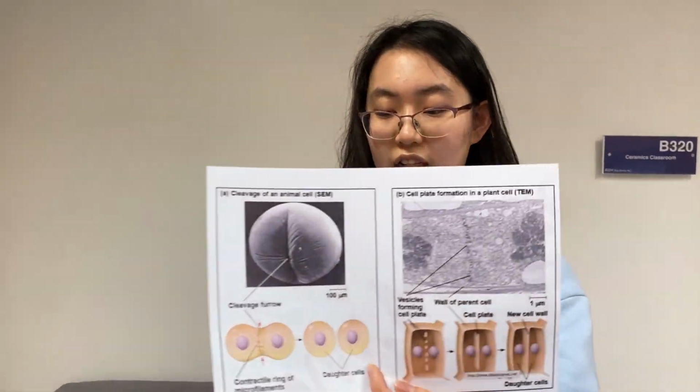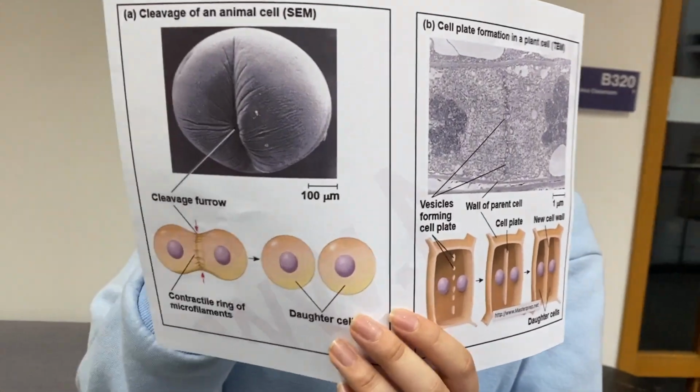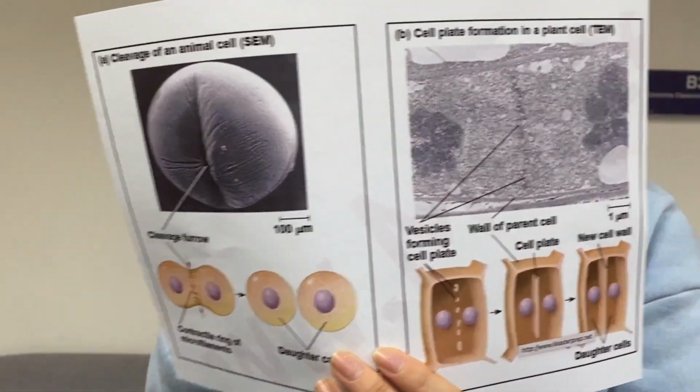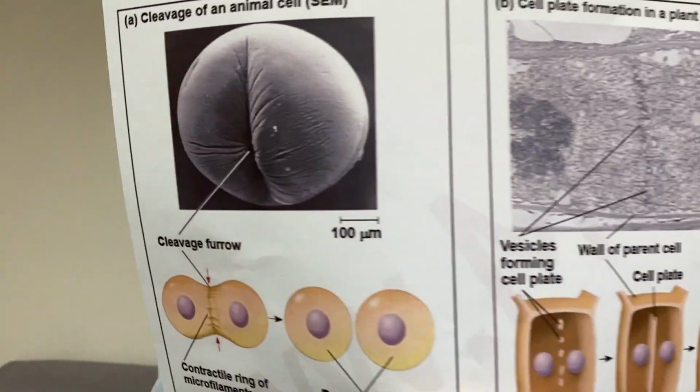Then there is cytokinesis. Cytokinesis occurs, which divides the cytoplasm to form two cells. In plant cells, a cell plate forms, while in animal cells, a cleavage furrow forms.